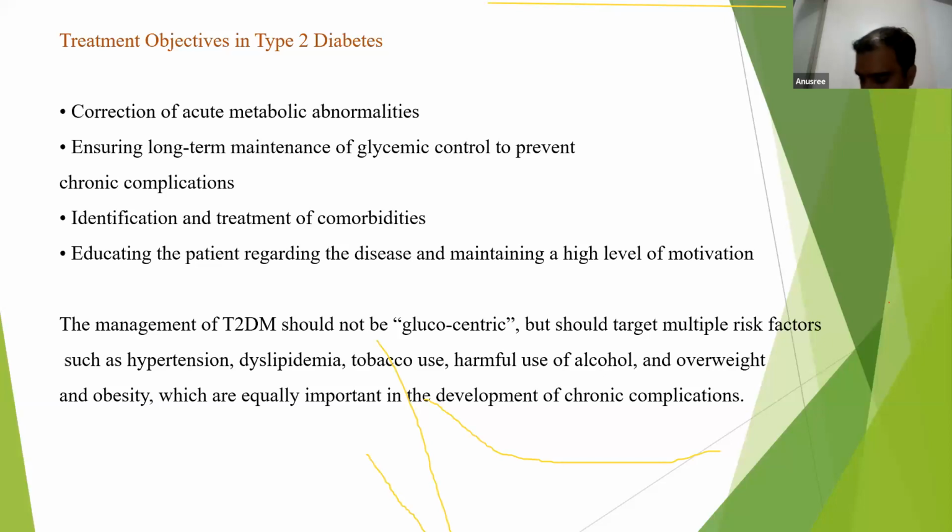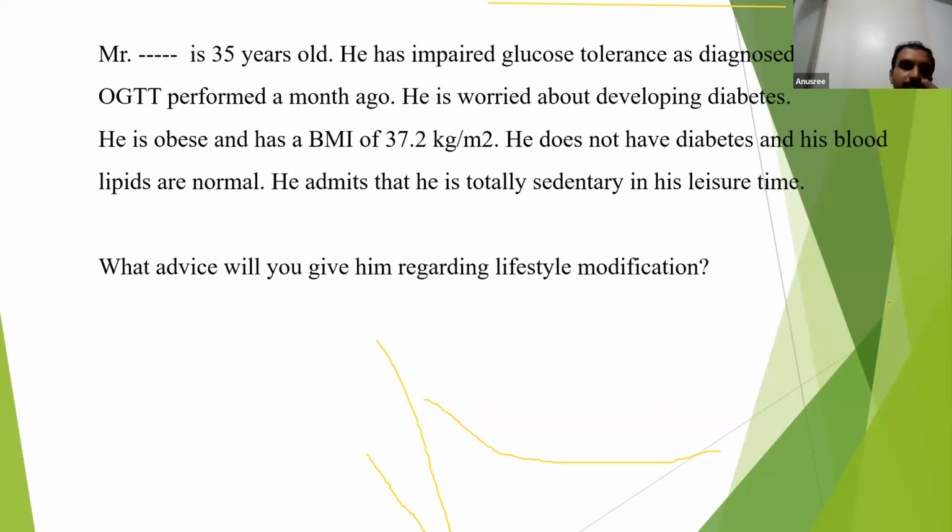At least the family physician should be multi-centric, because it is not their sugar values that we are treating. We should treat each and every thing: the nutritional part, weight management, addiction prevention, hypertension, everything should be looked into. And we will see a case scenario. This is a 35-year-old male who has impaired glucose tolerance, and he did his OGTT a few months back and is worried that he is going to get diabetes.